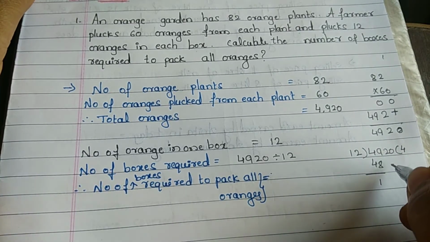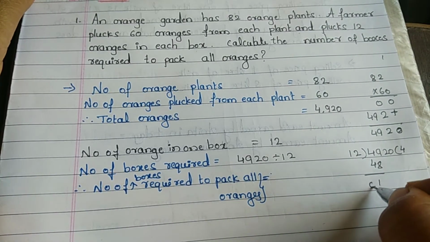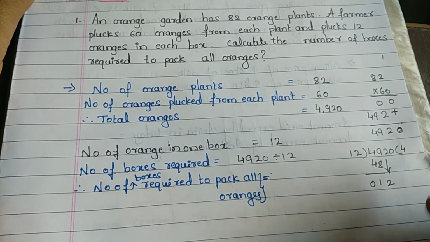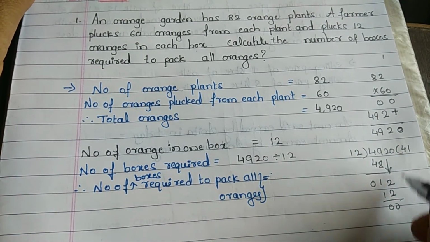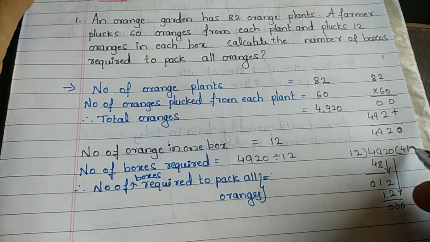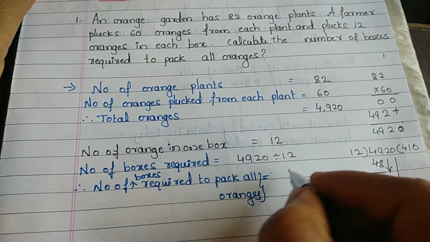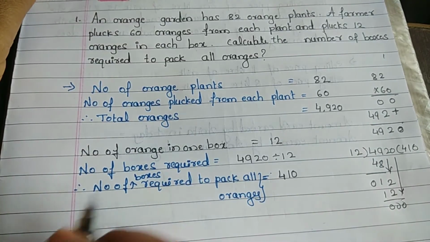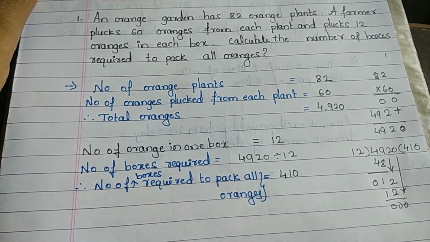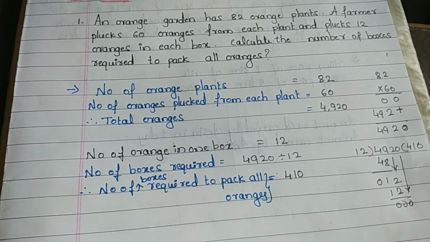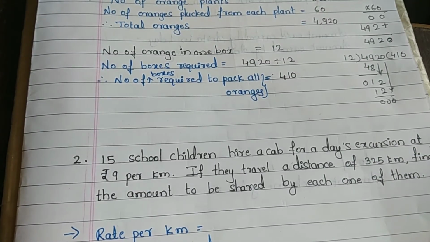9 minus 1 is 8. 9 minus 8 is 1. 4 minus 4 is 0. Then you drag 2. 12 ones are 12. Okay. Then 0 is there. 12 zeros are, yes, 0. Then 410 boxes. Yes. Therefore, the number of boxes required to pack all oranges is equal to 410. Okay. Next one.